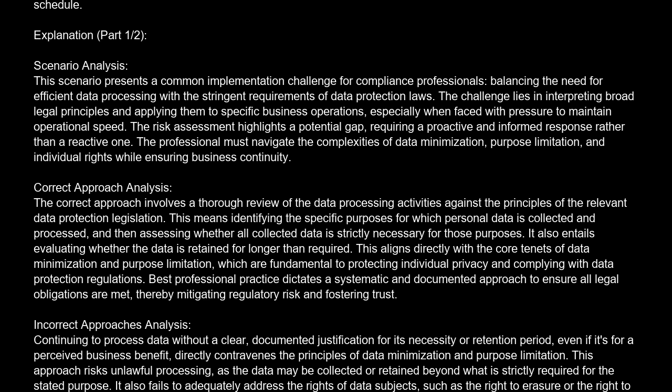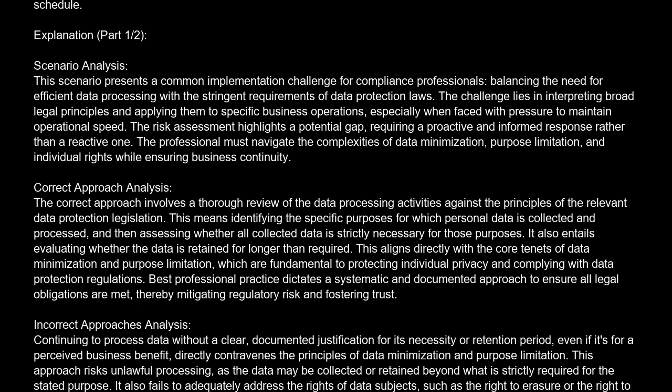Explanation. Scenario analysis. This scenario presents a common implementation challenge for compliance professionals, balancing the need for efficient data processing with the stringent requirements of data protection laws. The challenge lies in interpreting broad legal principles and applying them to specific business operations, especially when faced with pressure to maintain operational speed. The risk assessment highlights a potential gap, requiring a proactive and informed response rather than a reactive one. The professional must navigate the complexities of data minimization, purpose limitation, and individual rights while ensuring business continuity.